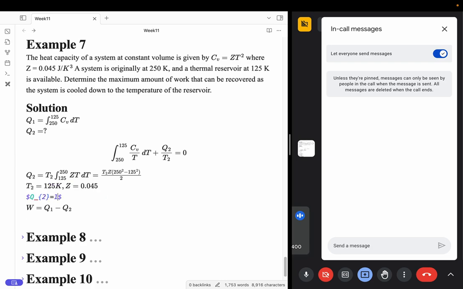I'm getting a value of around 131.835 kilojoule. So you can just confirm if you're getting the same thing. Similarly, Q1 you can calculate here.